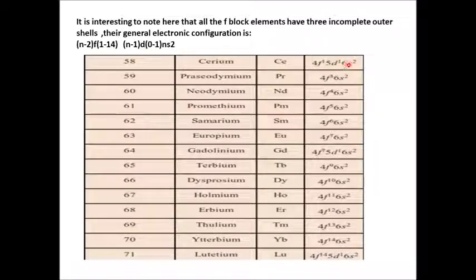What about the 6p? What about the 5f? Here in the lanthanides you can see the 5f remains incomplete. The 6p remains not at all complete and the 4f is in the process of getting filled. So the 4th, 5th and the 6th orbits are incomplete orbits.